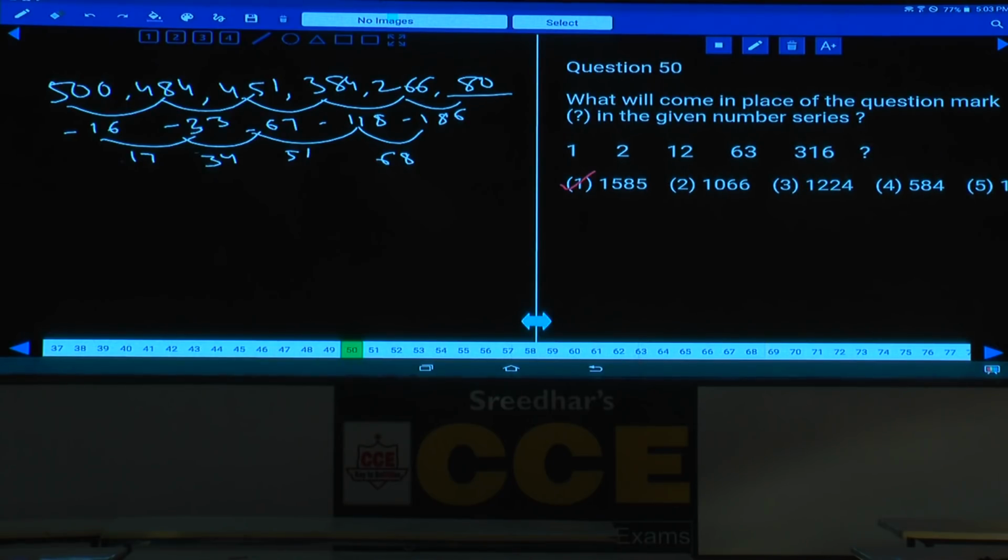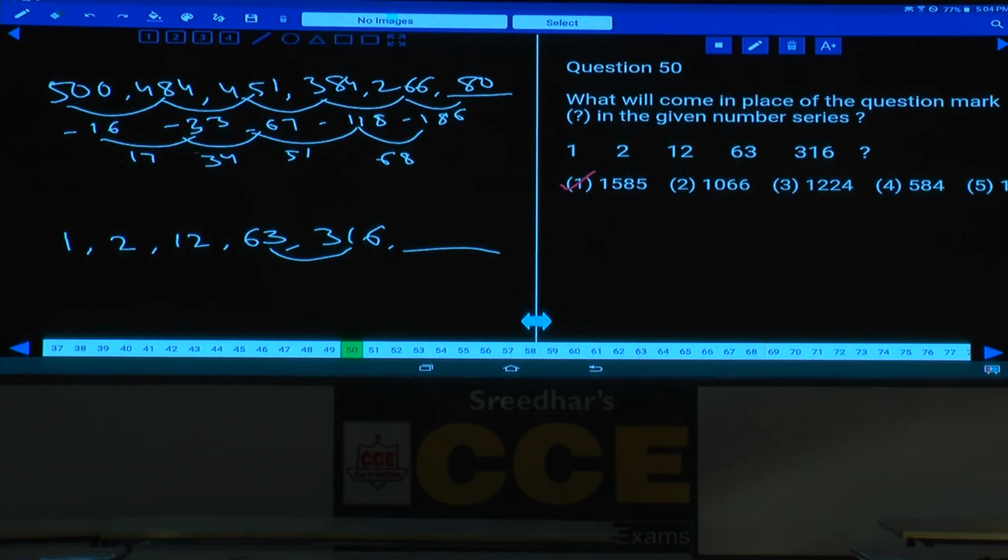Then question number 50. Now in this 50: 1, 2, 12, 63 and 316. Then what should be the next one? 12 and 63. How to represent this? 63 and 316? 63 into how much? 63 into 5 will be 315 plus 1. And 12 into 5 plus 3. 2 into 5 plus 2. And 1 into 5, it is not there, isn't it?